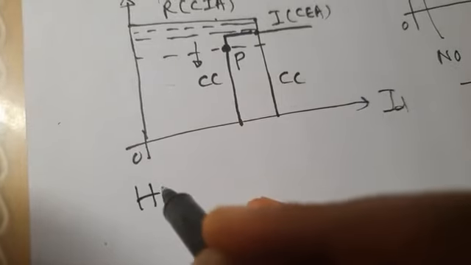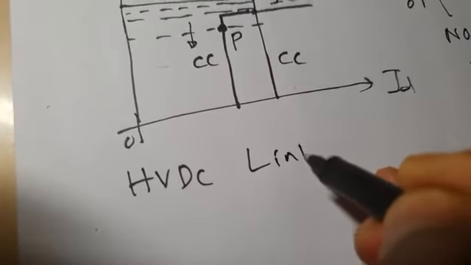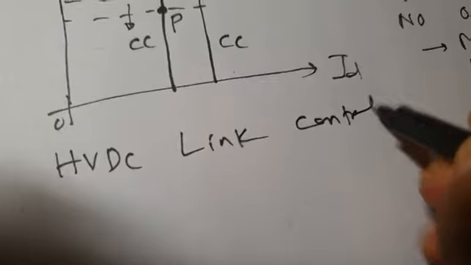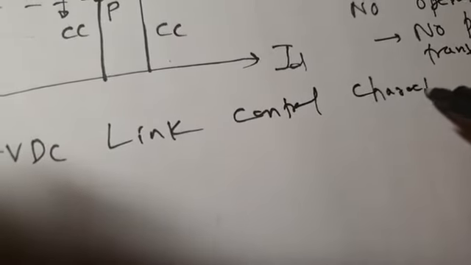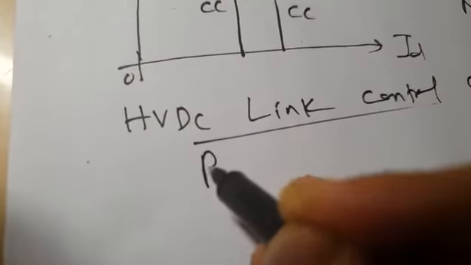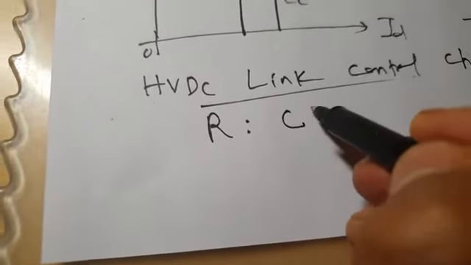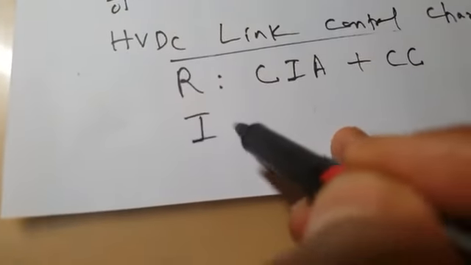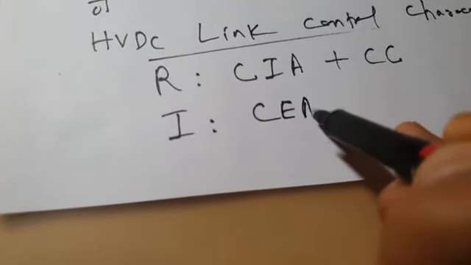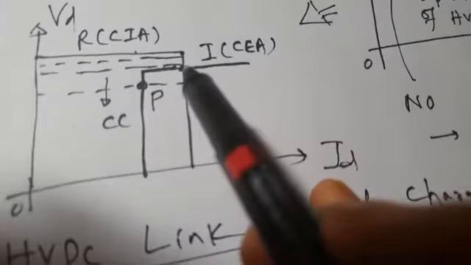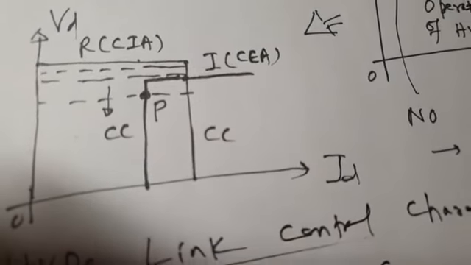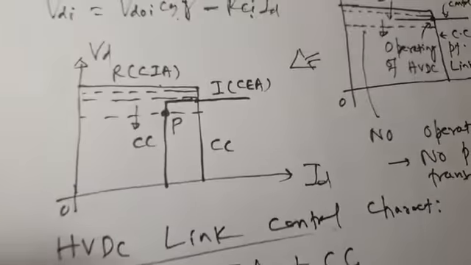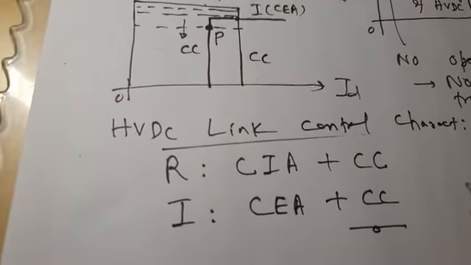Therefore your HVDC link control characteristic comprises the following. Let us first take the rectifier. The rectifier has two characteristics: CIA, constant ignition angle control, plus CC, constant current control. The inverter also has two characteristics: constant extinction angle control, CEA, plus CC. So this is about the HVDC link control characteristics.